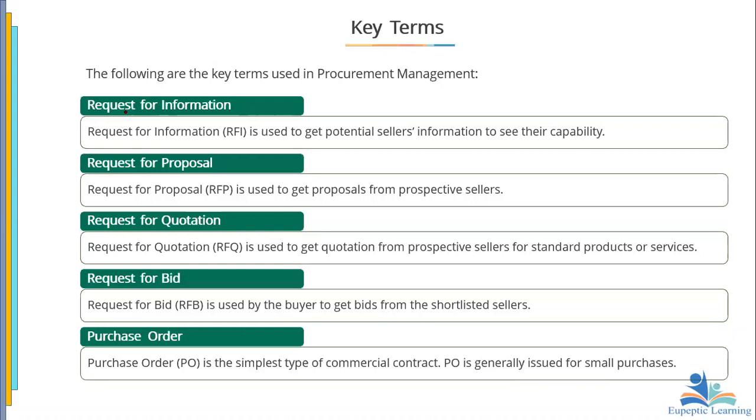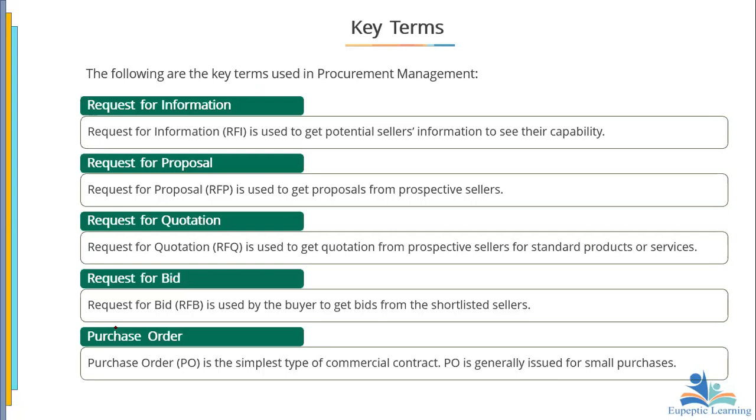There are some key terms: request for information, request for proposal, request for quotation, request for bid, and then purchase order. If we want more information from the seller to see their capability, we use a request for information. Then you ask them to bring their proposal, which you can go through. The quotation is used to get a quotation on a standard product or service.